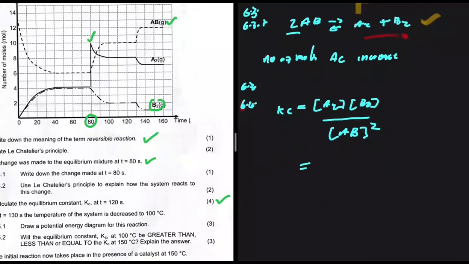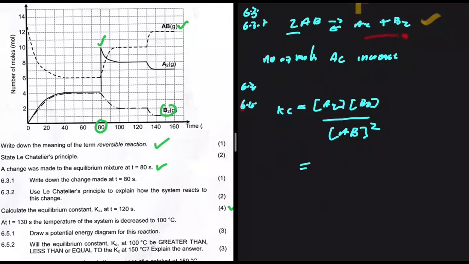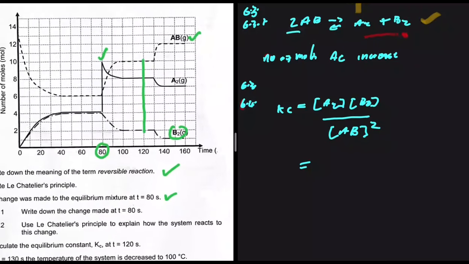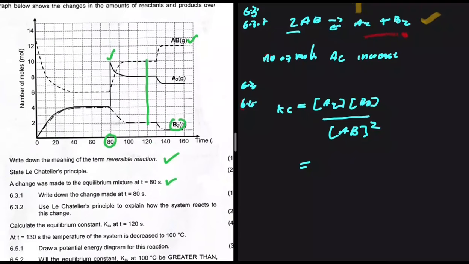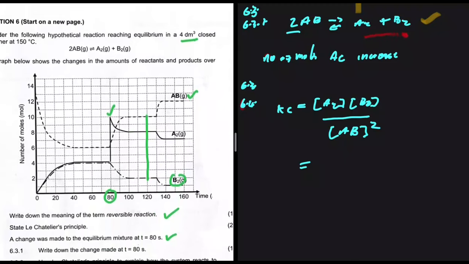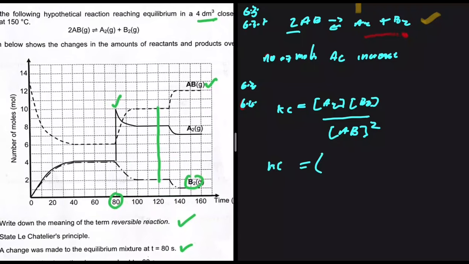So Kc will be equal to, we're interested in t equals 120. We have the number of moles of AB, A2, and B2, and we are given the volume in our question statement. It is said to be 4 dm cubed. So let's go ahead and find the concentration of A2. How many moles do we have? We have 8 moles for A2, right? So we're going to have 8 divided by 4. Number of moles divided by volume will give you the concentration.